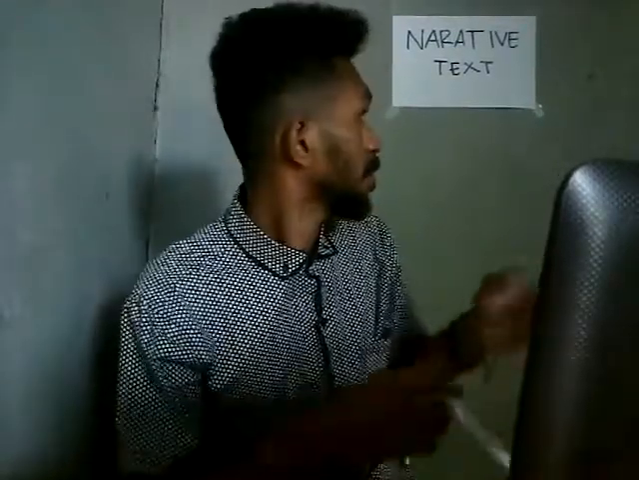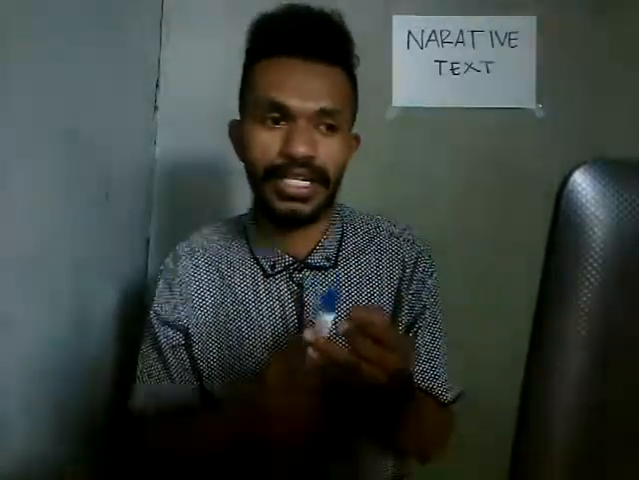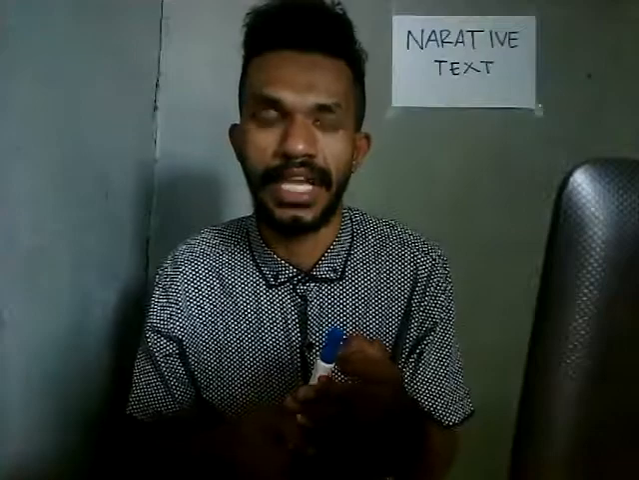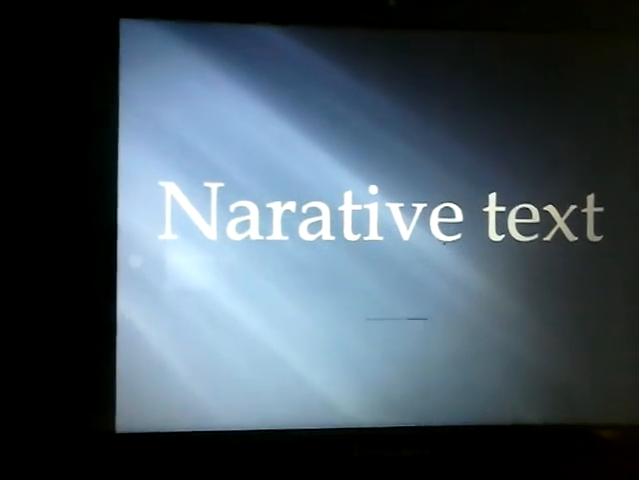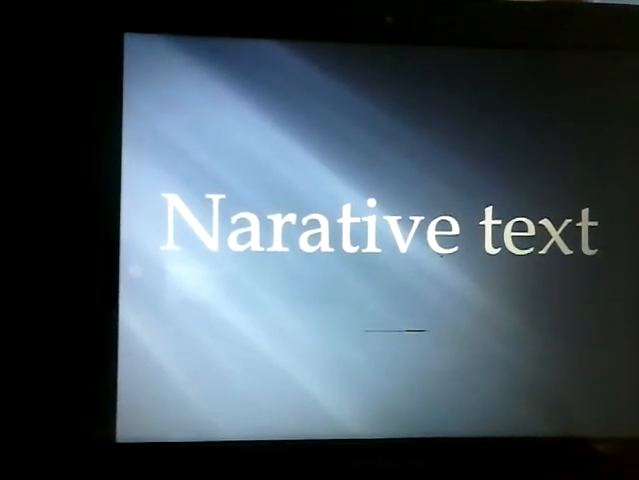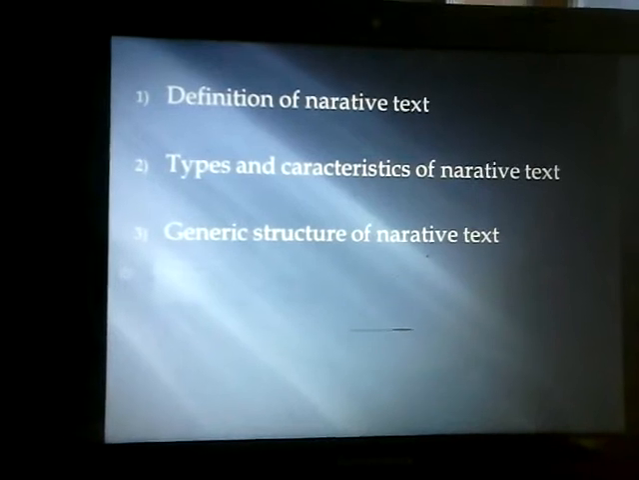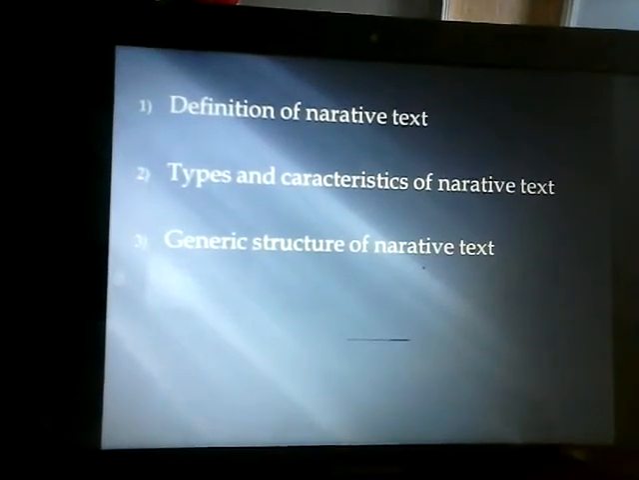So guys, in narrative text we can also learn about the introduction of narrative text. The first is the definition of narrative text, the second is types and characteristics of narrative text, and generic structure of narrative text. So look at this. Okay, students, this is narrative text.